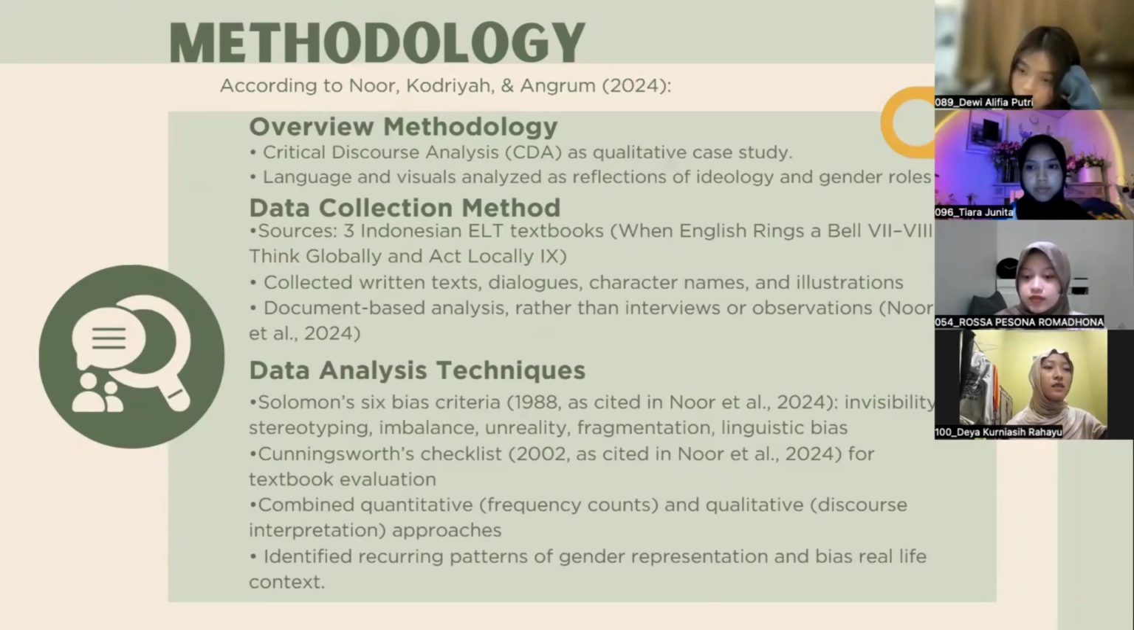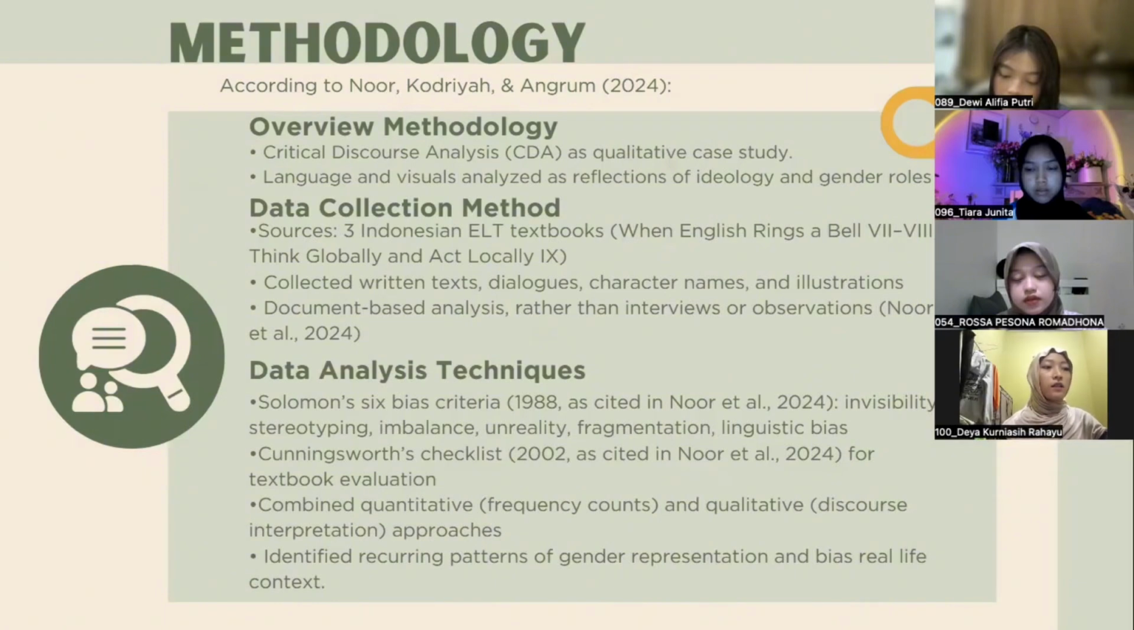For the data analysis, this study used two main tools. First, Sadker's six bias criteria: invisibility, stereotyping, imbalance and selectivity, unreality, fragmentation, and linguistic bias were applied to identify gender bias. Second, the Commonwealth textbook evaluation checklist was used to assess whether the textbooks meet learners' needs while promoting inclusivity.